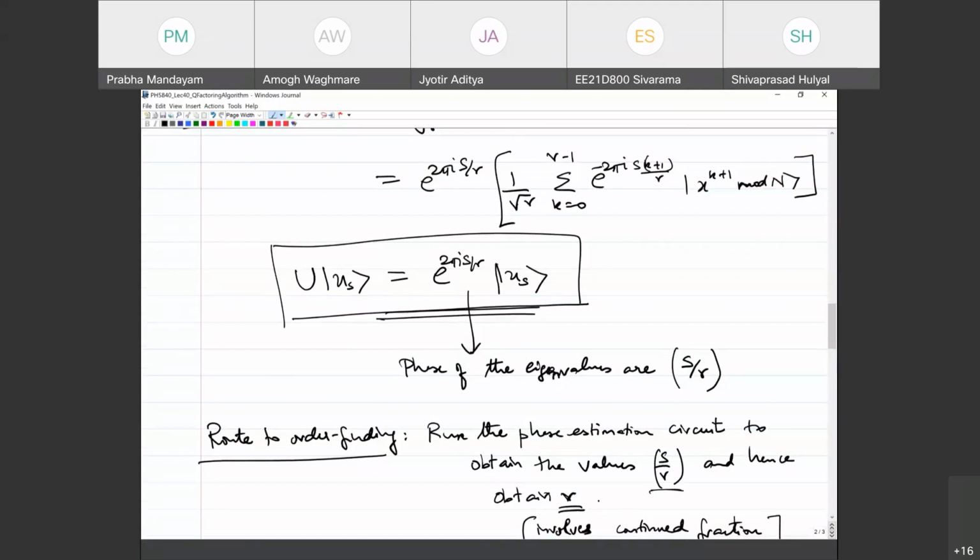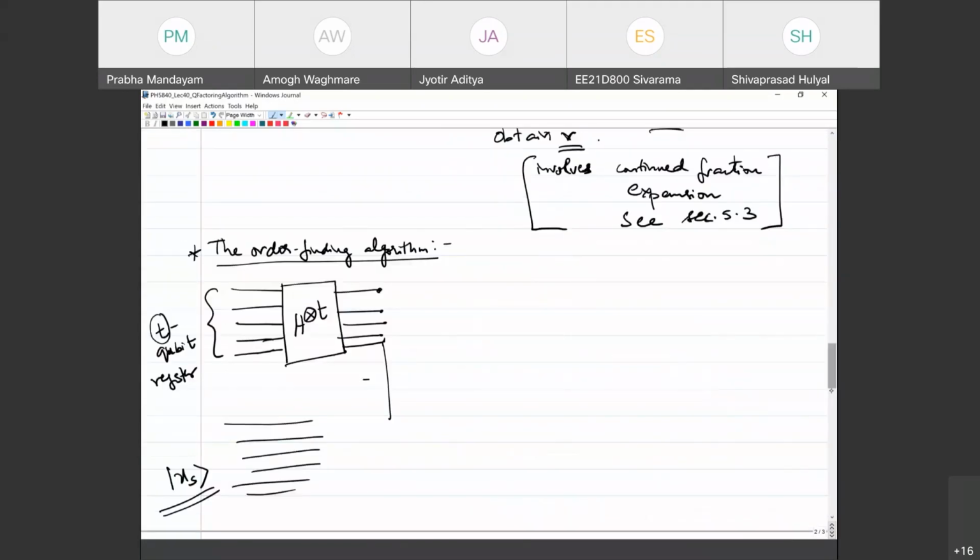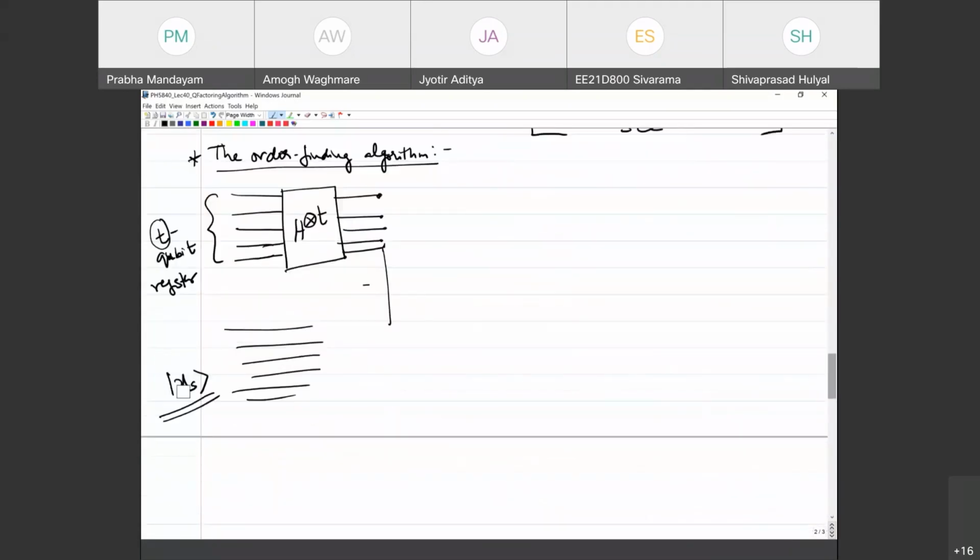So what you can do, actually, turns out, is you don't need to prepare the eigenstate u_s. This so-called ancilla register can actually be in a superposition of eigenstates. So the ancilla register need not be prepared in a particular eigenstate. What we can do is the following.